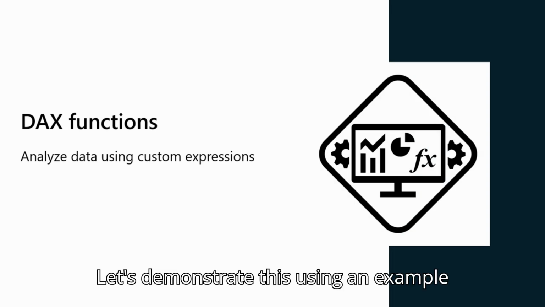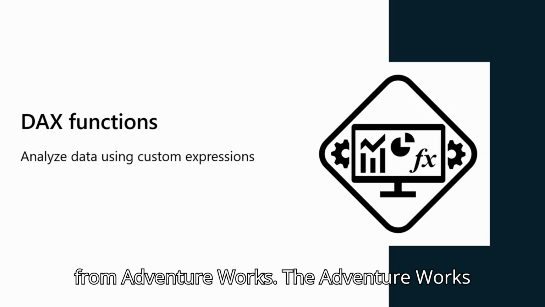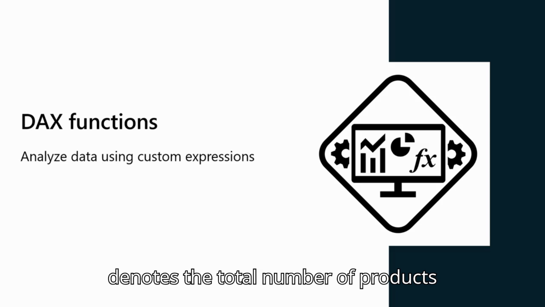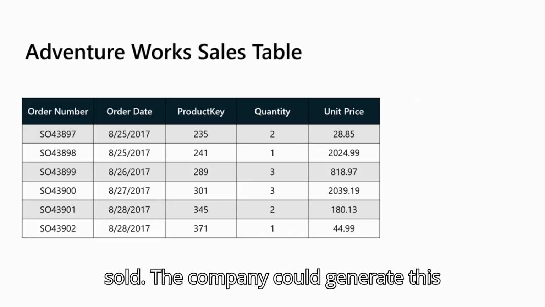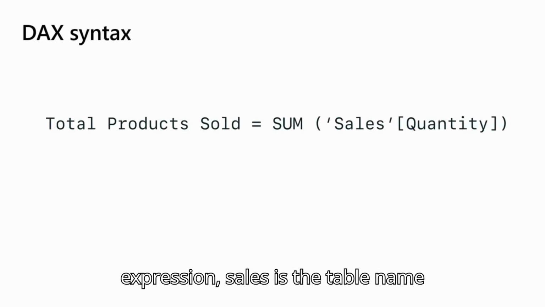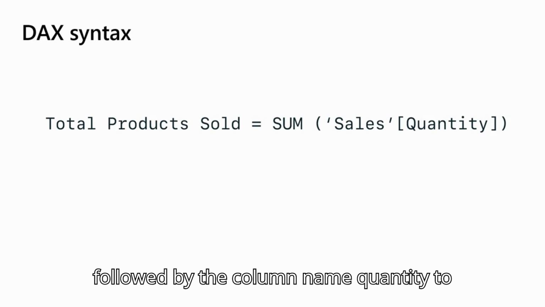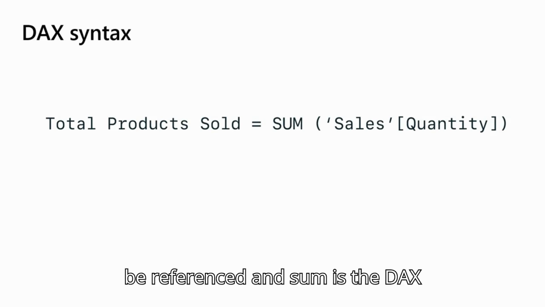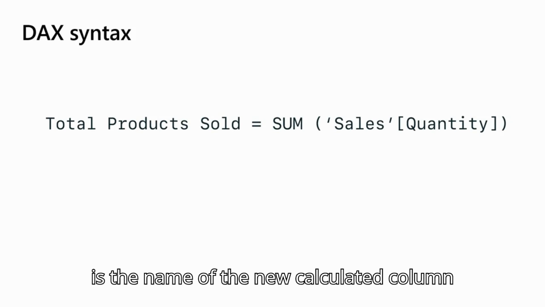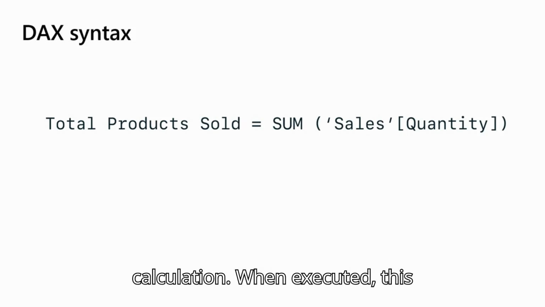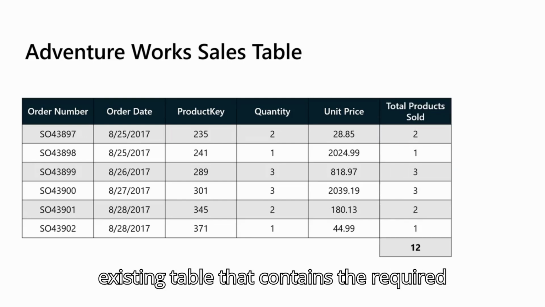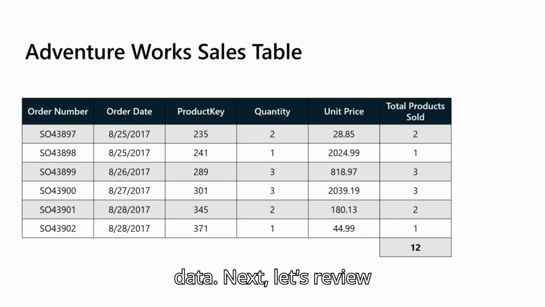Let's demonstrate this using an example from AdventureWorks. The AdventureWorks sales table doesn't include any data that denotes the total number of products sold. The company could generate this data using DAX. In the DAX expression, sales is the table name followed by the column name quantity to be referenced, and sum is the DAX aggregation function. Total products sold is the name of the new calculated column that holds the results of the calculation. When executed, this DAX formula adds a new column to the existing table that contains the required data.